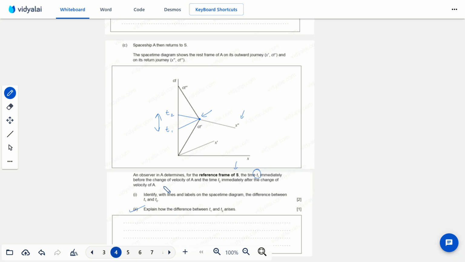It is because when the spaceship made a turn, it jumped from one inertial frame to another inertial frame. So an object cannot turn without accelerating. So when it accelerates, it changes its inertial frame because its velocity has changed now. So that's the reason why there is a difference between these two times. And this is also the reason why, within this twin paradox that we have heard, we see a difference in the age of the two twins.